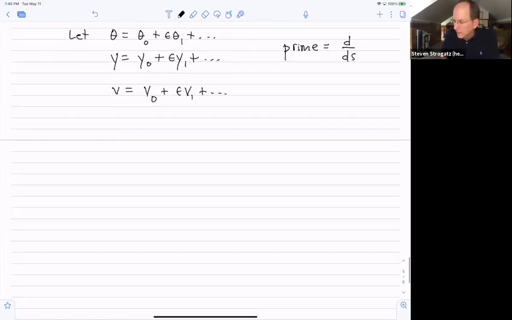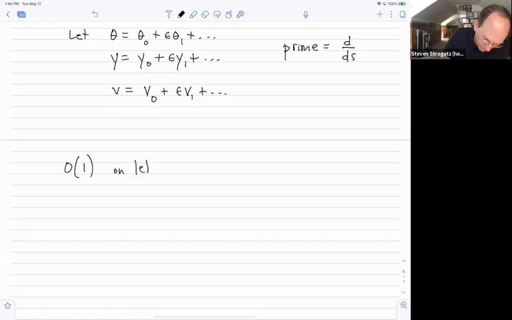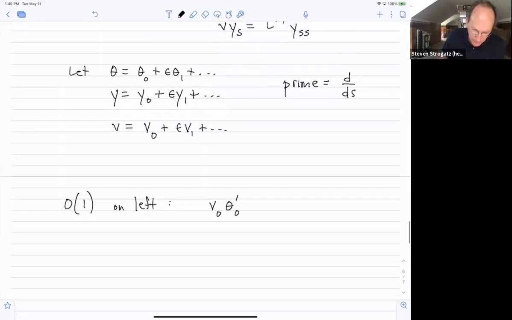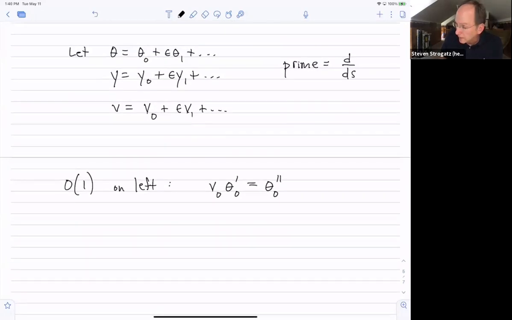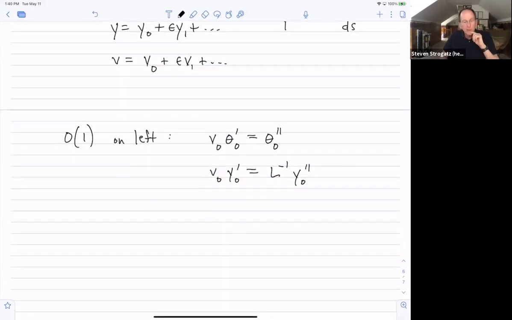So with all that in mind, my order one equations on the left are V zero theta zero prime is just theta zero double prime. And V zero Y zero prime is L inverse Y zero double prime. So two really easy little ordinary differential equations with constant coefficients, linear.